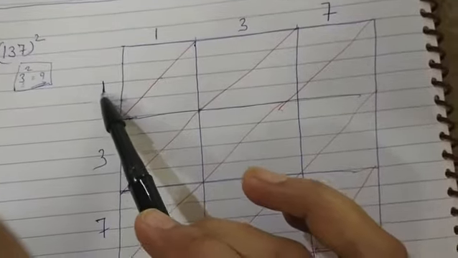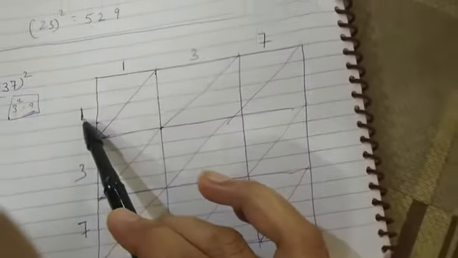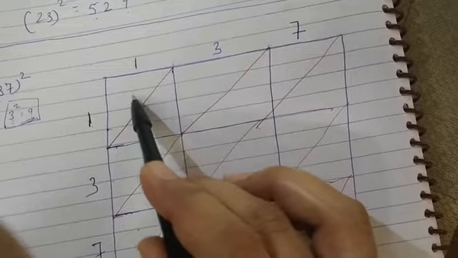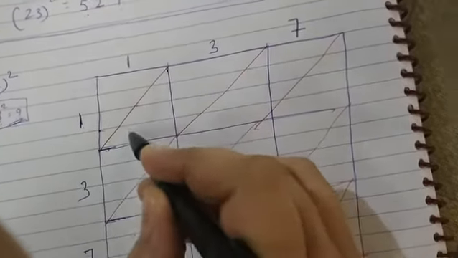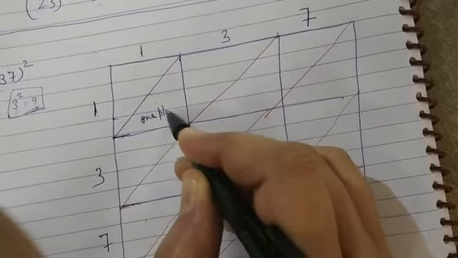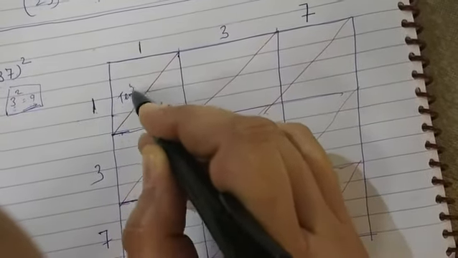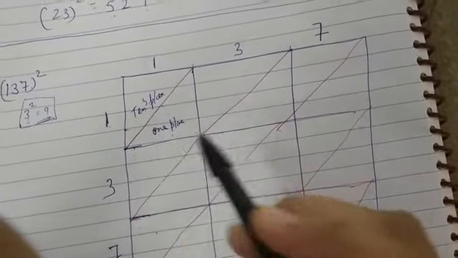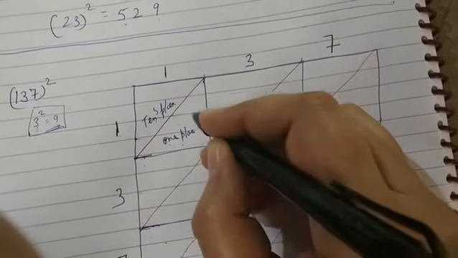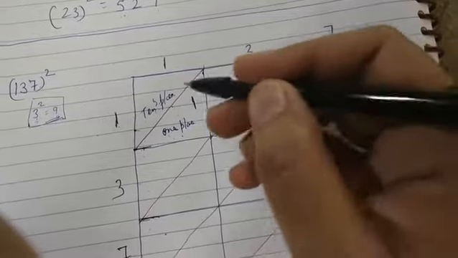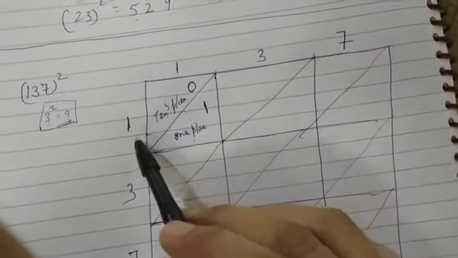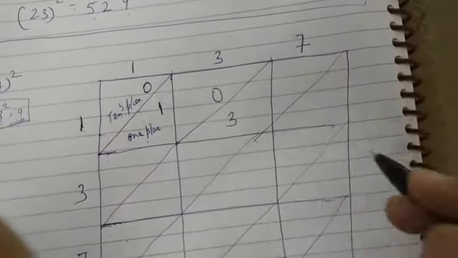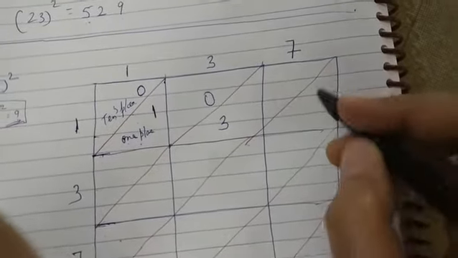First we will multiply this horizontal number with the first vertical number. So 1 ones are 1. Remember, always below the diagonal, in this first square, we have to write the ones place, and above it we always write the tens place. So 1 ones are 1, the ones place gets 1. Nothing is there in the tens place, so we write 0. Now 1 threes are 3. 1 sevens are 7.